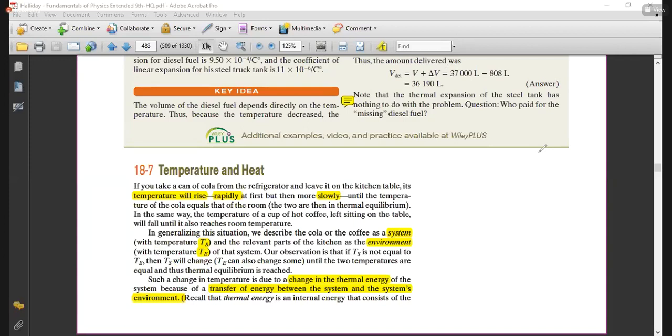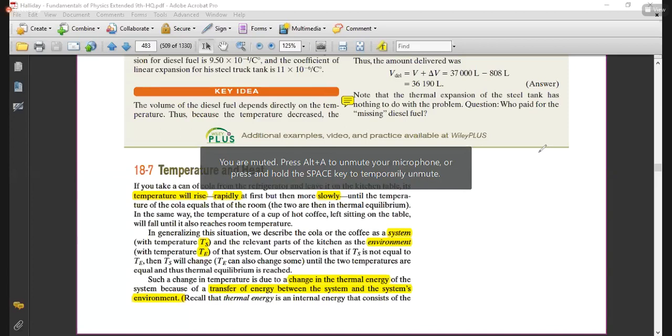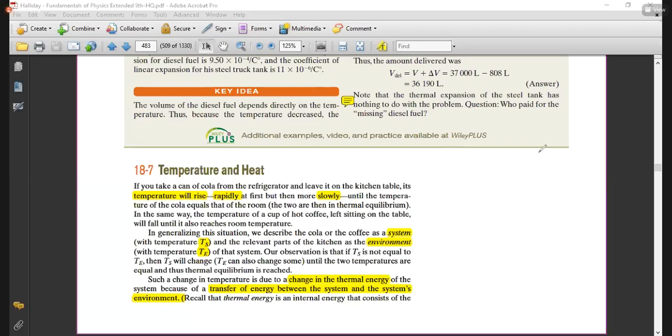Okay, so what is temperature? We will discuss the temperature. Previously, we discussed that temperature is basically the average kinetic energy of the atom. So then what is heat? How can we define the heat? Transfer of energy. And transfer of energy, obviously.